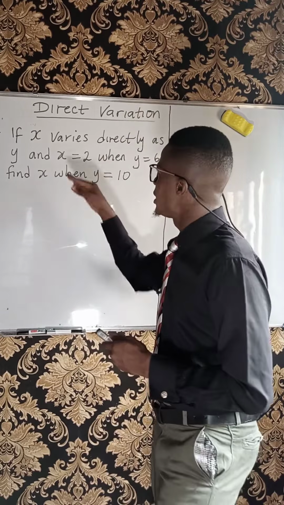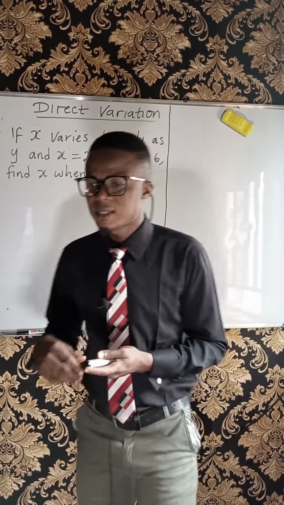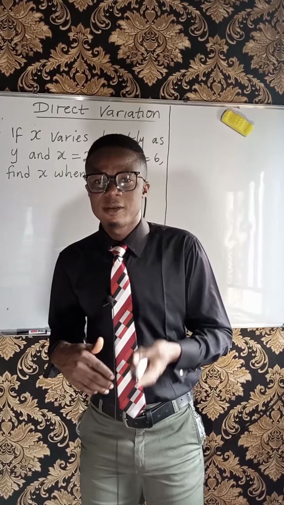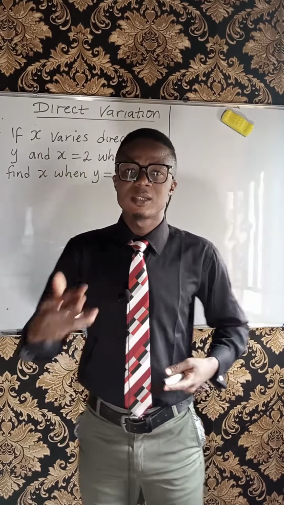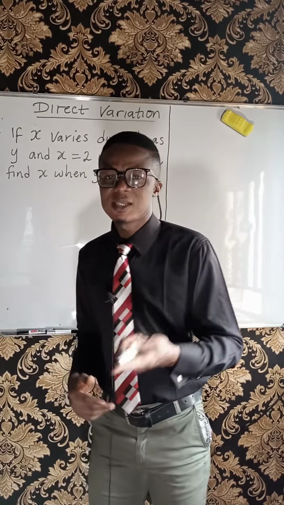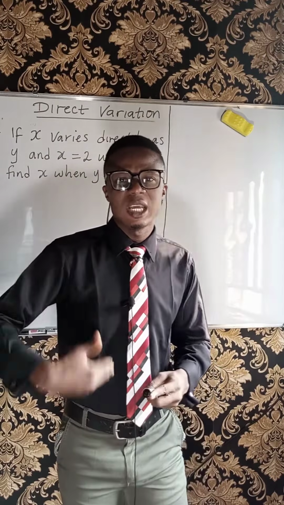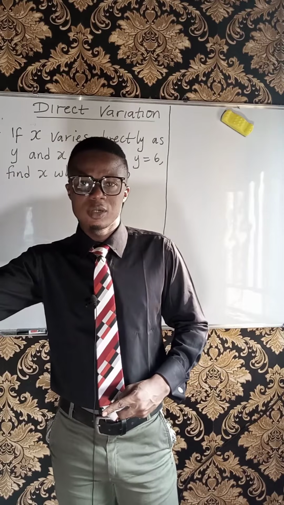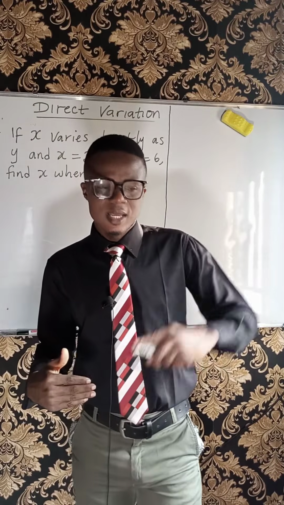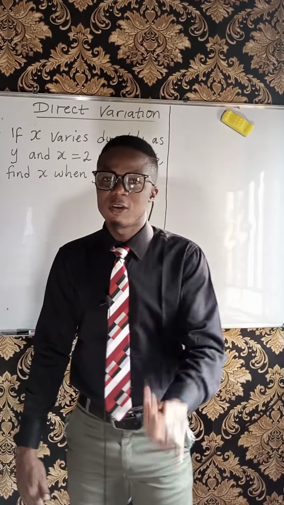So this morning we are to discuss direct variation. If you still remember, I told you that for the relationship existing between two or more quantities to be direct, it means that an increase in one quantity will bring about a corresponding increase in the other quantity. In the same vein, a decrease in one quantity will bring about a corresponding decrease in the other quantity.